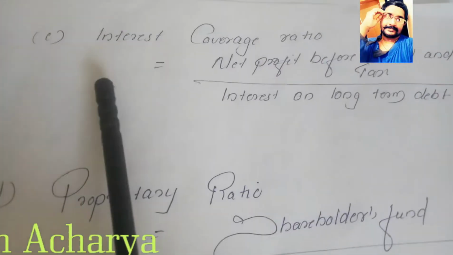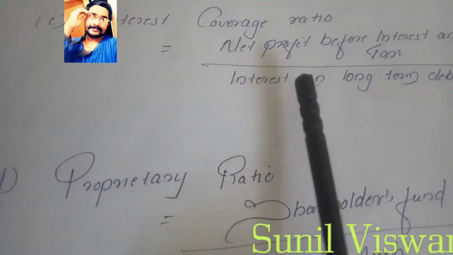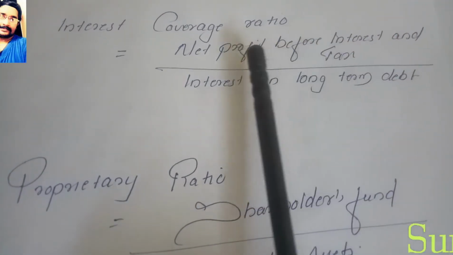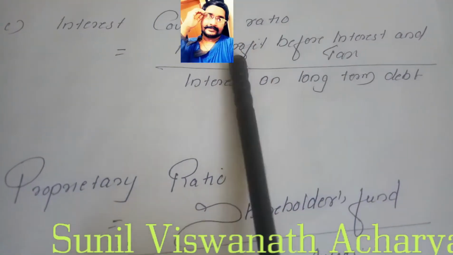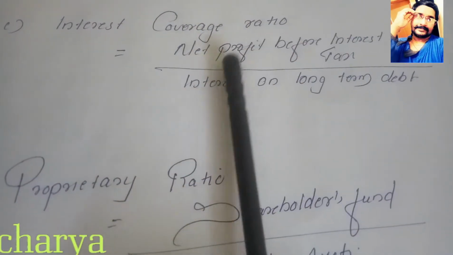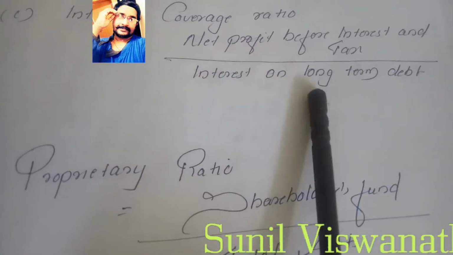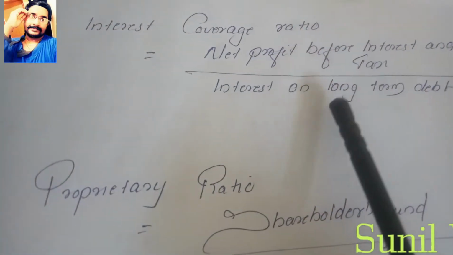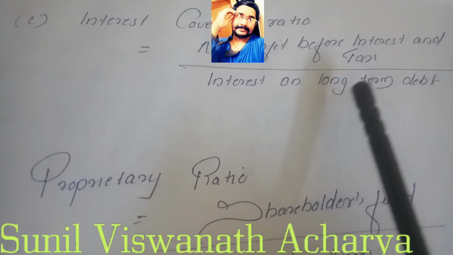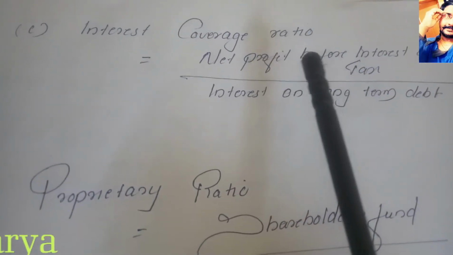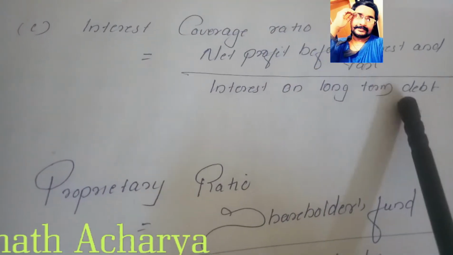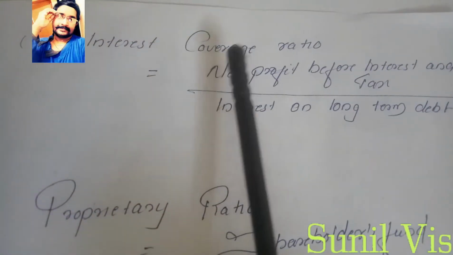Okay. Now the third solvency ratio is interest coverage ratio. How to calculate interest coverage ratio: net profit before interest and tax, that means earnings before interest and tax, that is EBIT, divided by interest on long-term debt. Its meaning is whether with the available profit, the company is in a position to pay interest on long-term debt or not. We are assessing that through interest coverage ratio.